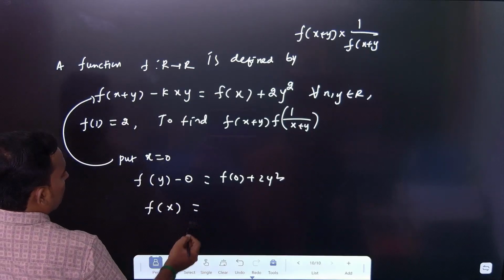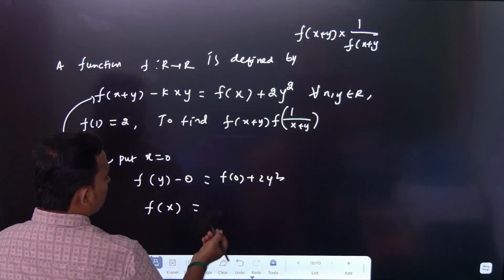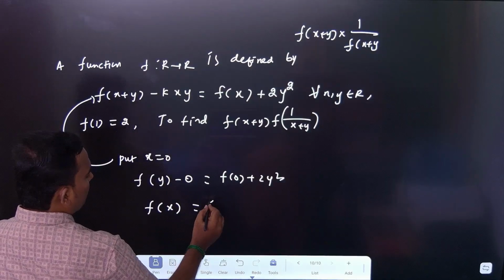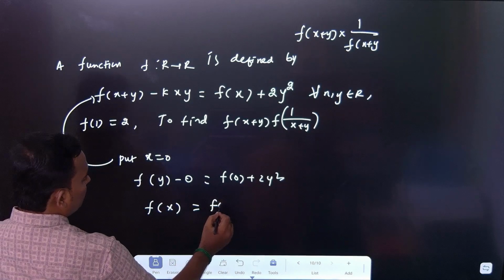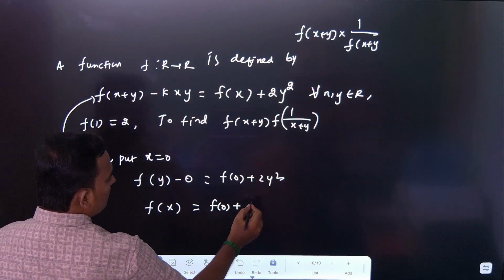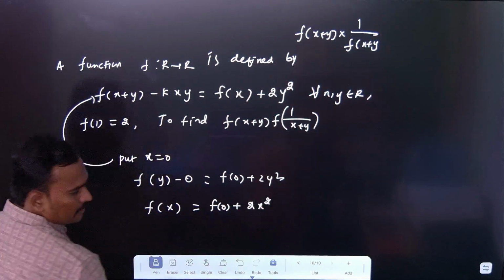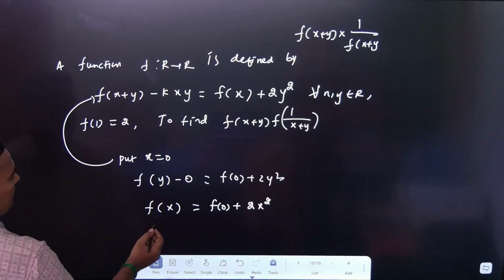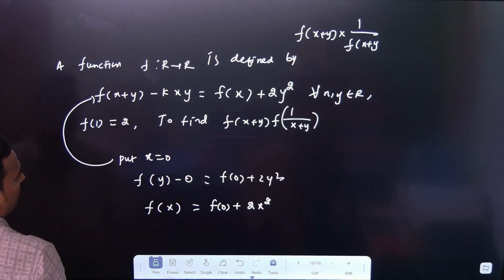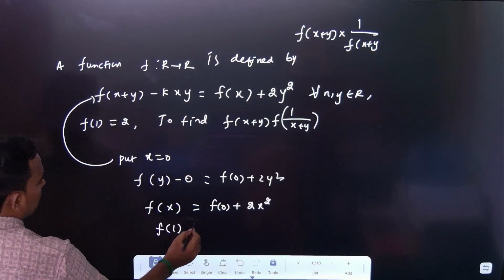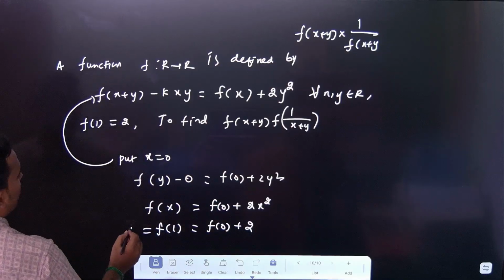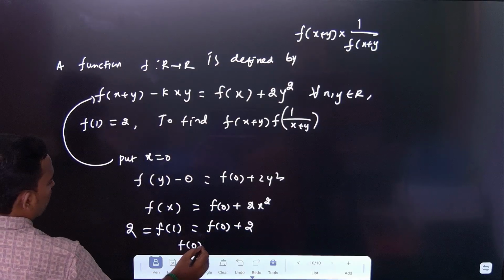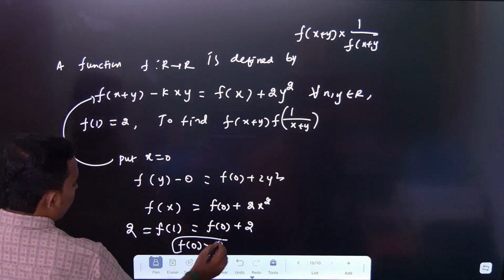Therefore f of x is equal to, it's a dummy variable, no? So you can choose any variable. f of x equals f of 0 plus 2 times x square, we can write. Okay, then you can see the initial condition is given, f of 1 is equal to 2. Just replace it here. f of 0 plus 2. What is f of 1? It is 2. Therefore f of 0 is equal to 2 minus 2, it is 0.